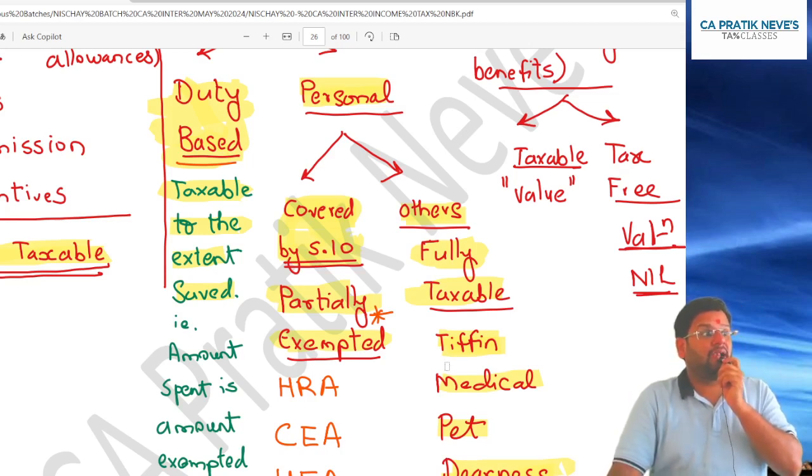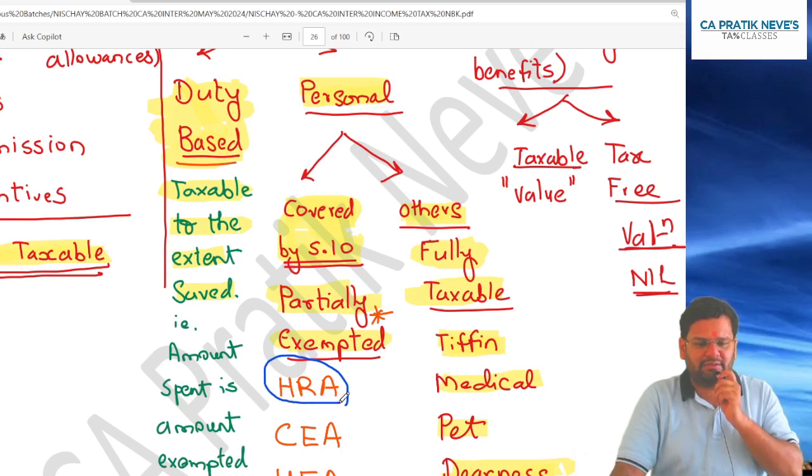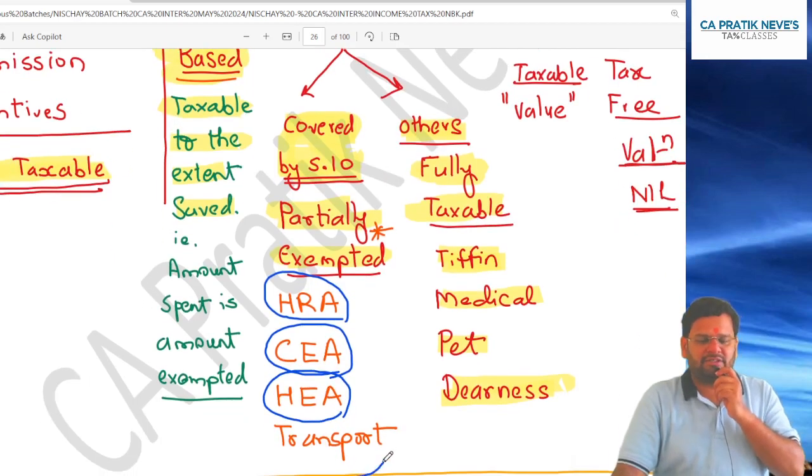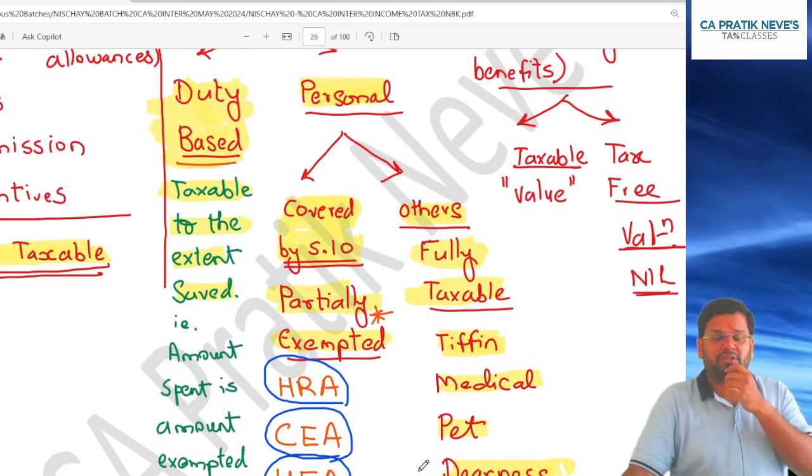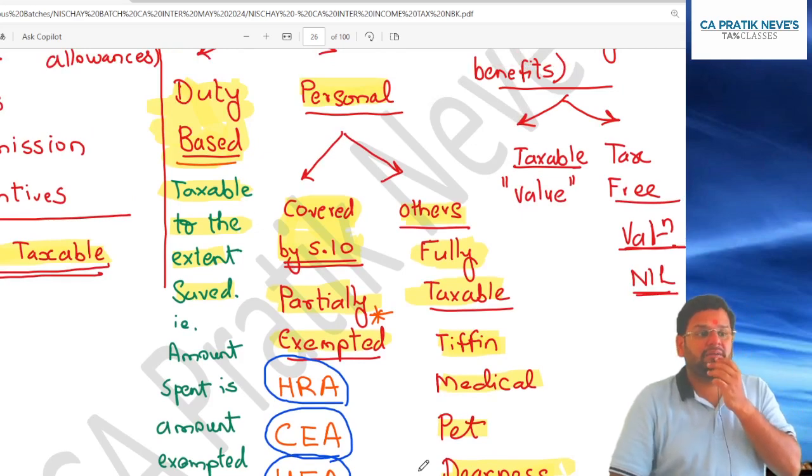And allowances which are covered by section 10. What are the examples of them I have given you? Most common ones I have given you: house rent allowance, children education allowance, hostel expenditure allowance, and transport allowance. Please mention them step by step.